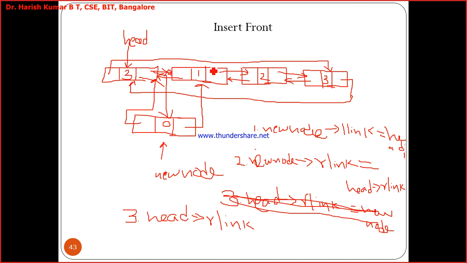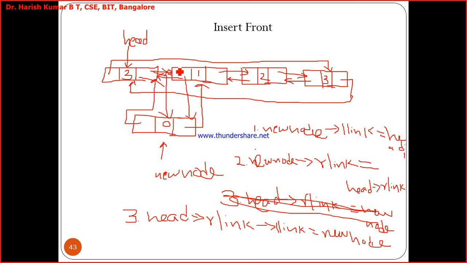Address of this node. Now again, in this node, which field do I need to access? L link. Again arrow L link. L link is equal to what? New node. What's happening? It is storing the address of new node here. That means from this node you can reach this node.